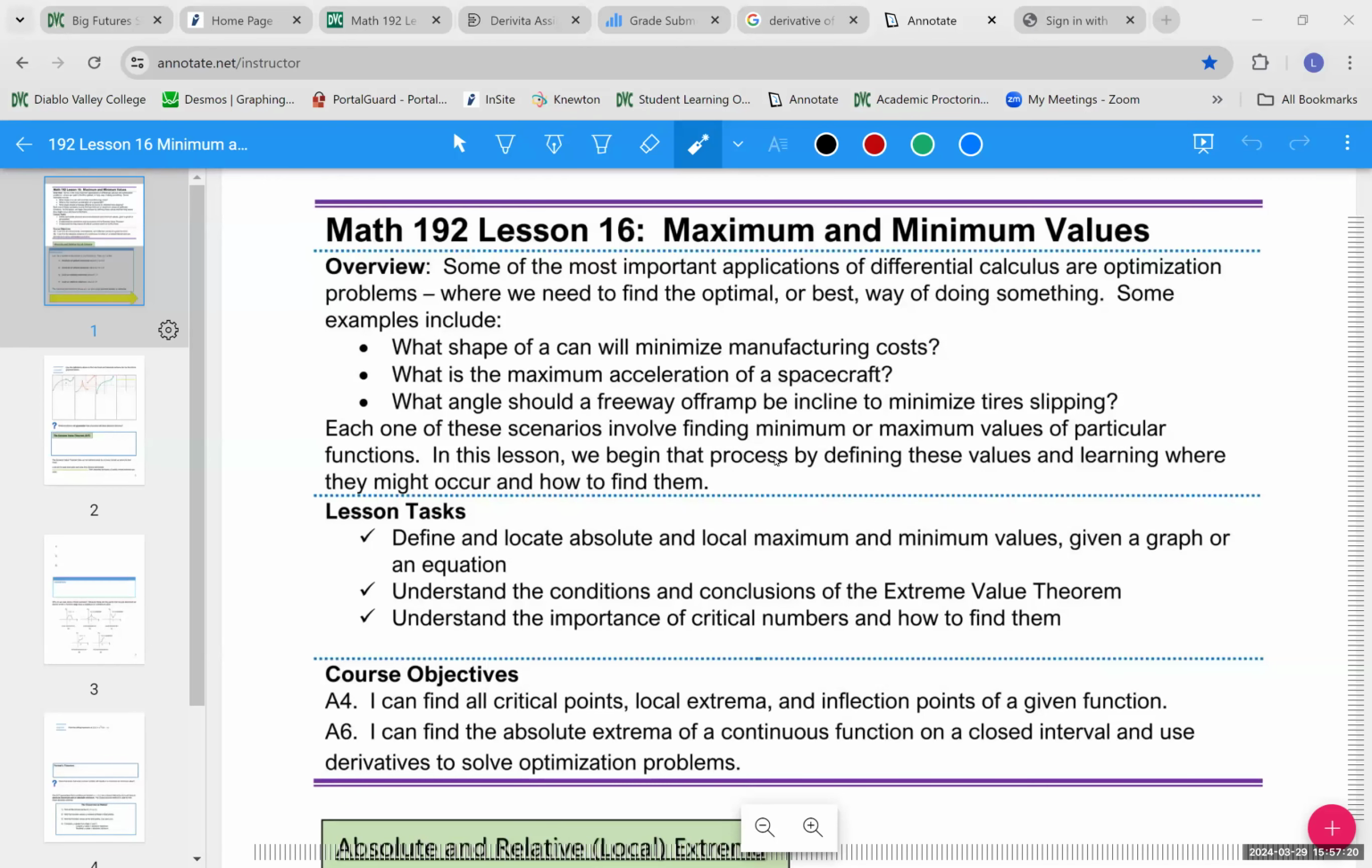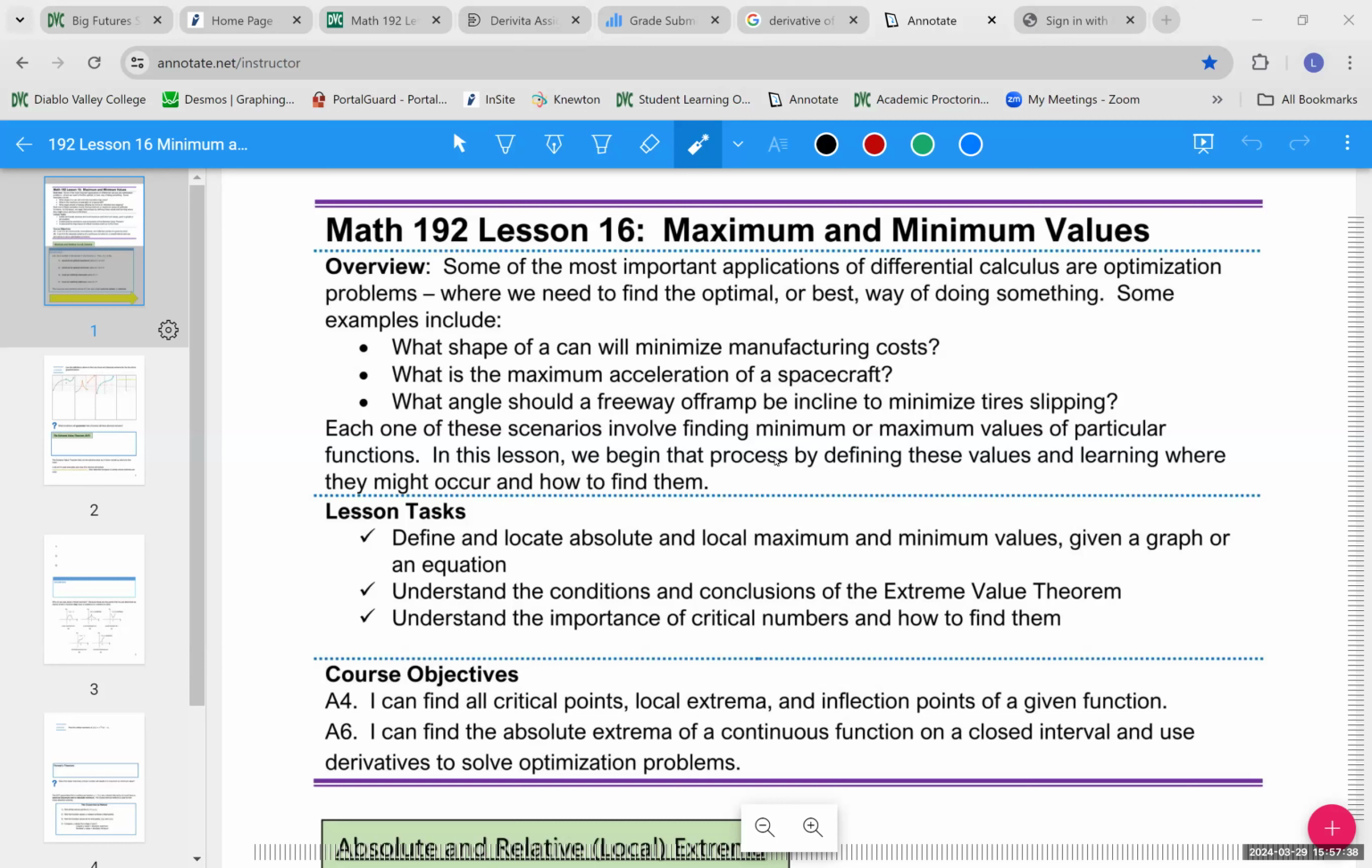All right, we're going to start looking at lesson 16, which is maximum and minimum values. This is where we're starting to get into the beginning parts of doing the calculus to solve problems about optimization, which is like the optimal or best way of doing something. So some examples are in this overview here.